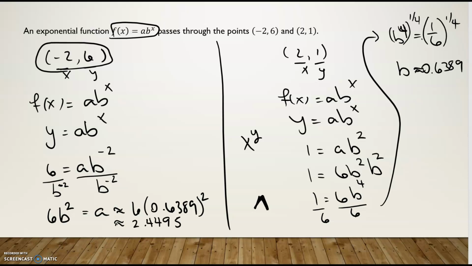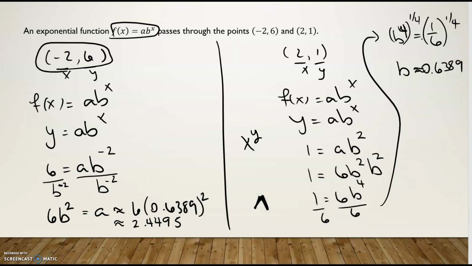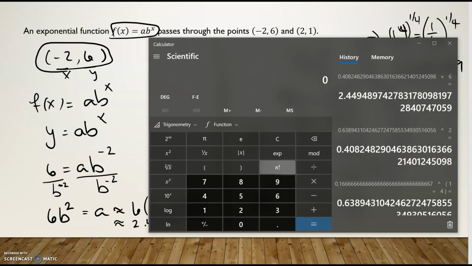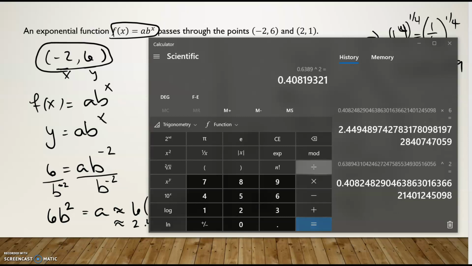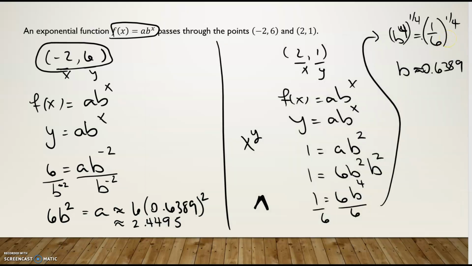Now, that's using the entire thing. Let me show you what happens if we use just the 4 numbers that I have there. So 0.6389, square that number, and then multiply it times 6. That gives 2.4491, so that would be about 2. So since I have just the 0.6389 squared, I'm going to have a 2 right there. So there's my A, and there's my B.